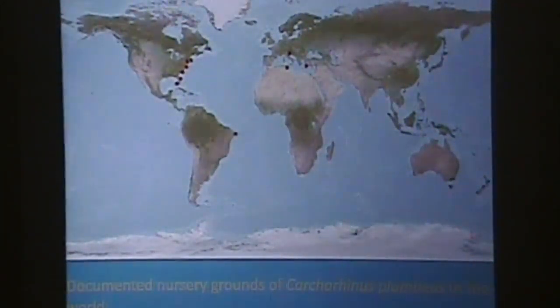The documented nursery grounds of Carcharhinus plumbeus in the world, as you see in this picture, include 7 in the Western Atlantic, and in the Mediterranean, the Adriatic Sea, the Gulf of Gabes in Tunisia, and Boncuk Cove. Maybe also the coast of Israel, I don't know.